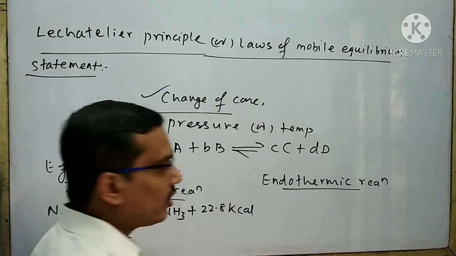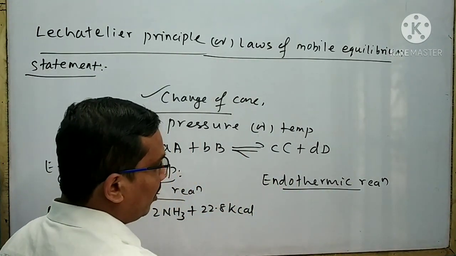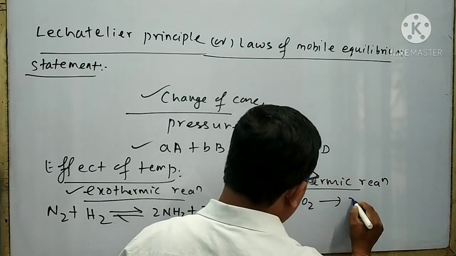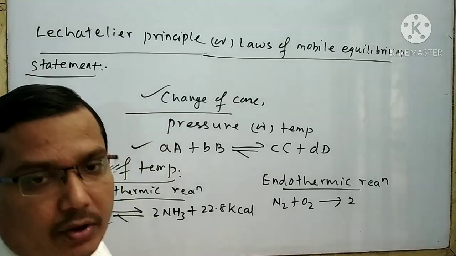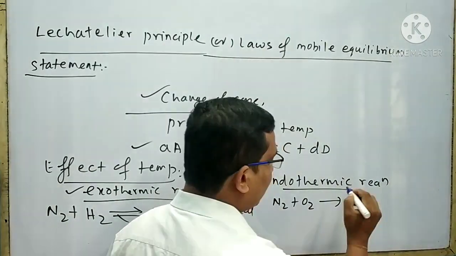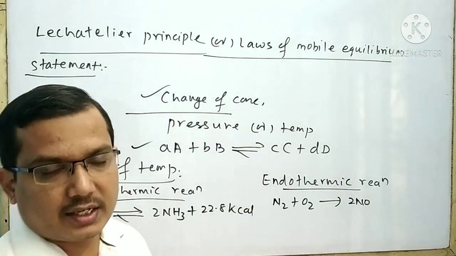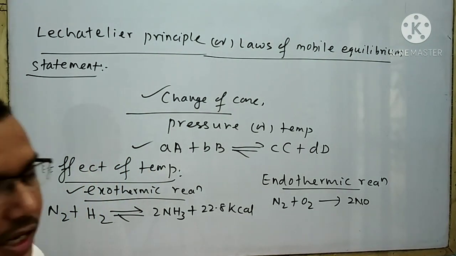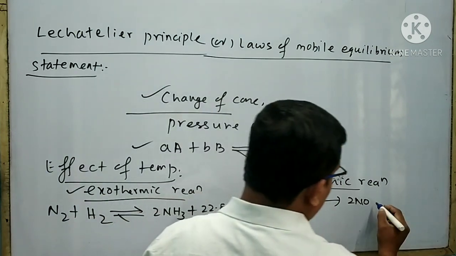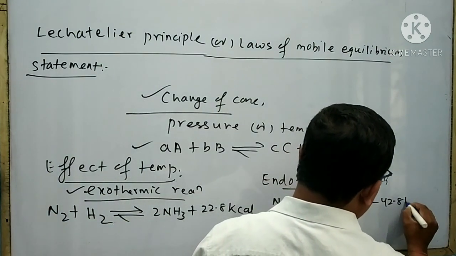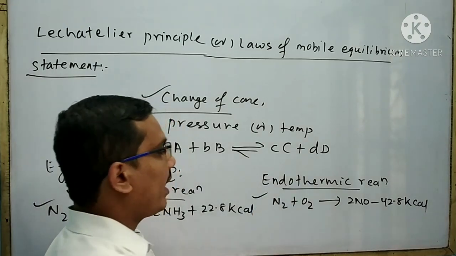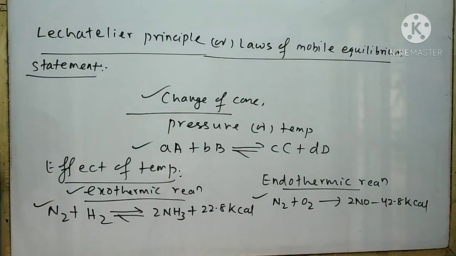Similarly, take another example for endothermic reaction. N2 plus O2 gives 2NO. In this reaction, the amount of heat absorbed by the reactant is 42.8 kilocalorie. So here I can write minus 42.8 kilocalorie. This is an example of exothermic reaction. This is an example of endothermic reaction.